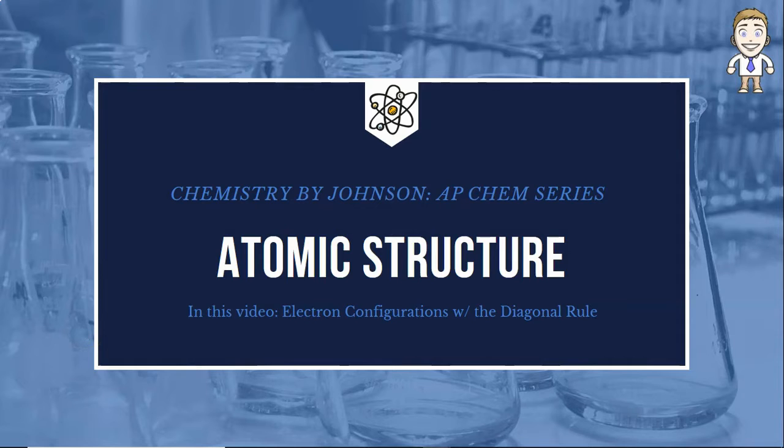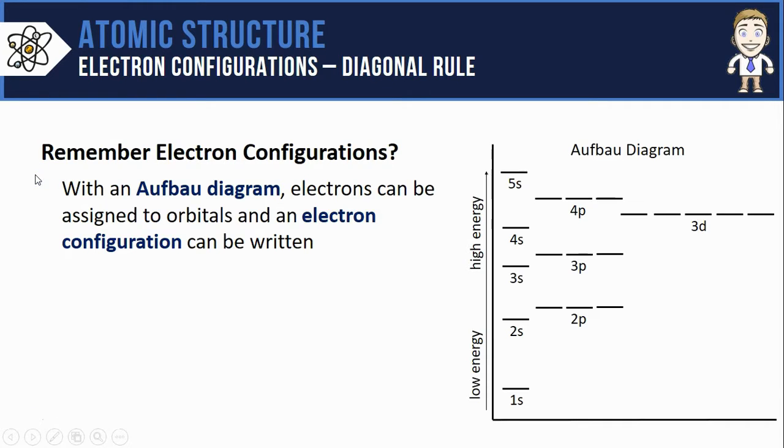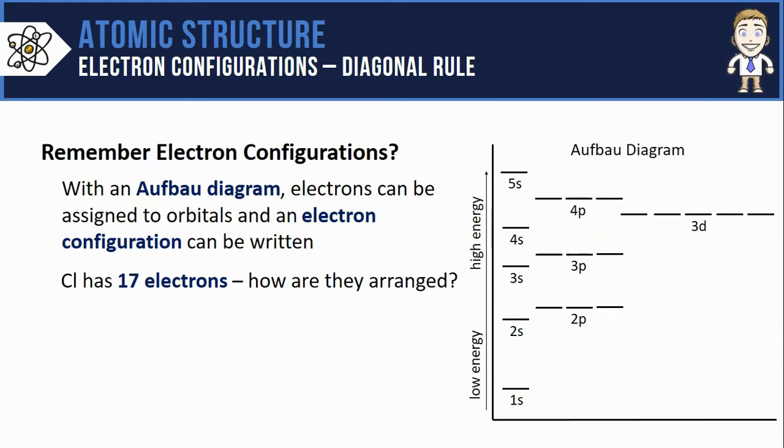Hey everyone, in this AP Chem series video, we're going to take a look at how to write electron configurations the quick way using the diagonal rule. So first, remember that you can write electron configurations pretty easily if you had one of these things. It's called an Aufbau diagram. So pick any element here, say chlorine with 17 protons, and therefore 17 electrons. You could use this to figure out how all 17 electrons are arranged.